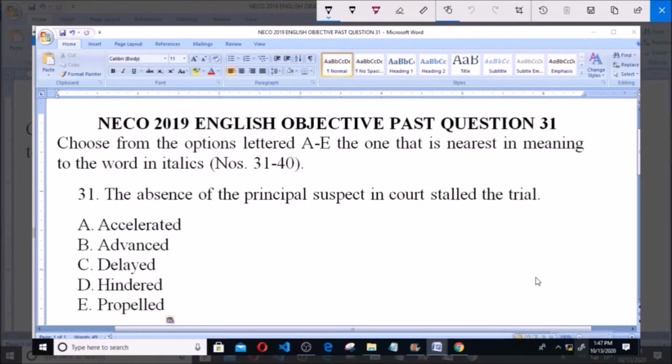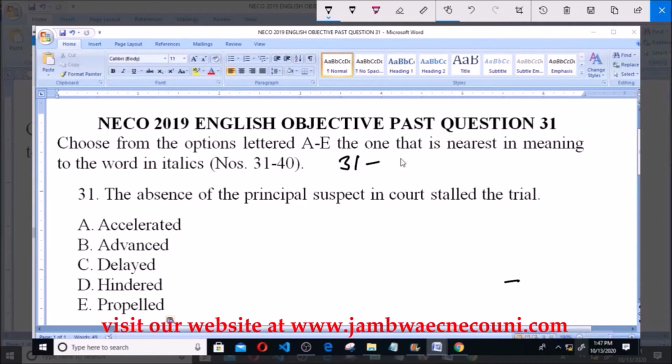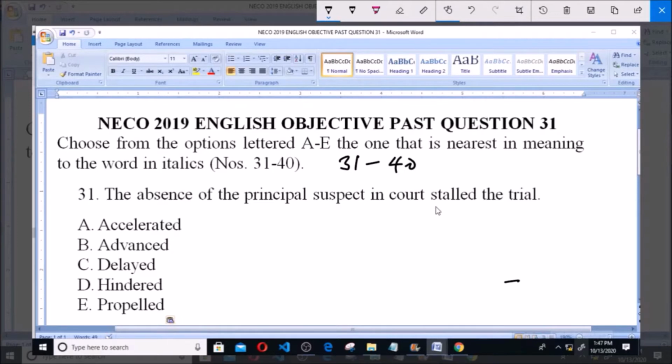Good afternoon, welcome. This is NECO year 2019 English objective past question, and question number 31. The instruction to this question says choose from the options lettered A to E the one that is nearest in meaning to the italicized word. So we are using this instruction to answer questions 31 to 40, and the italicized word here is stalled.